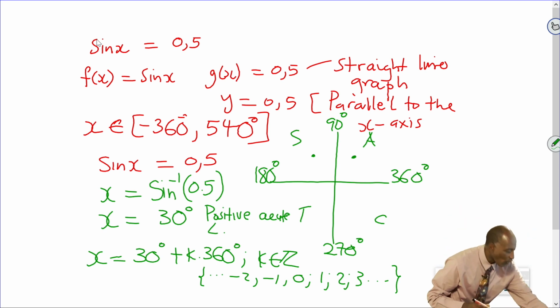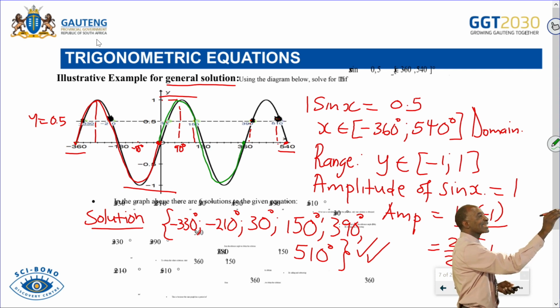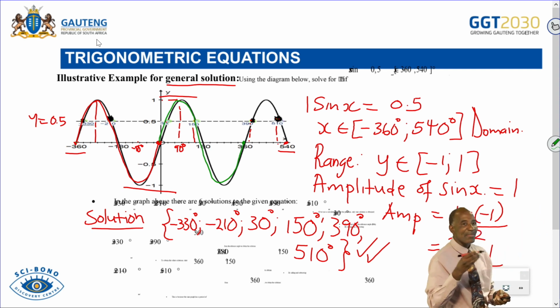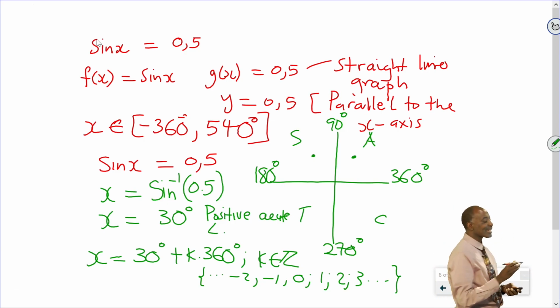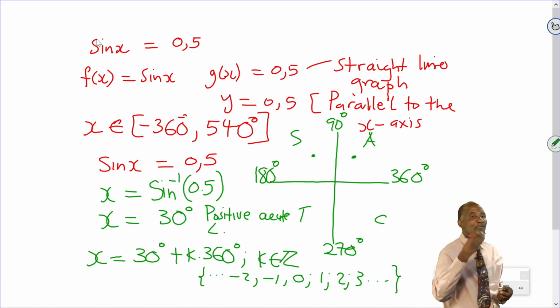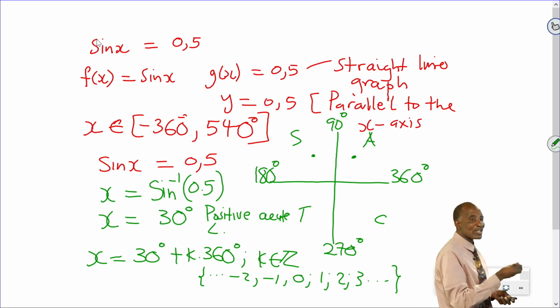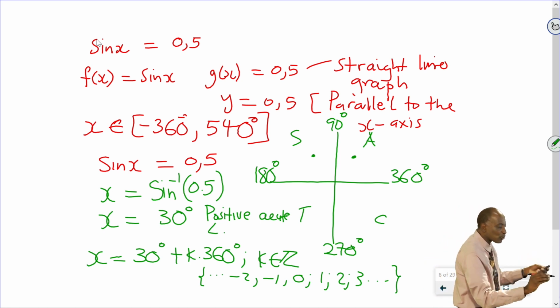Which is your 390. You saw 390 already. There it is where they meet. When will they meet again using 30? You add twice 360 plus 30. You keep on adding 360 moving forward depending on where was your last point. So this is what we mean by a general solution.